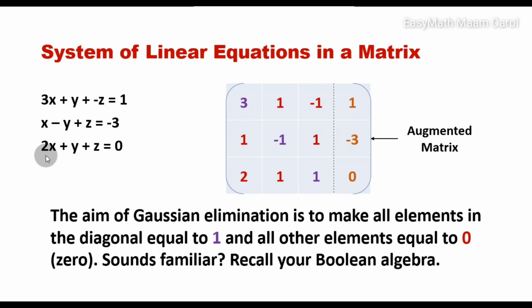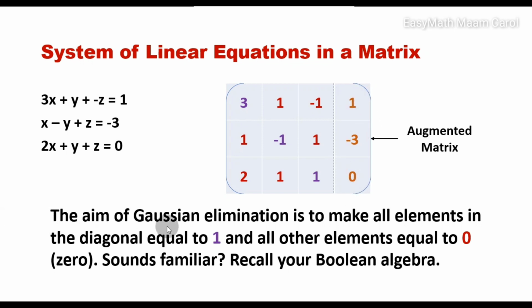And finally, the coefficient of this is 2. For this, it's 1. For this, it's 1. And then the constant is 0. And we're going to place this on the third row of the matrix. So the entirety of this entire thing is called an augmented matrix because we have a square matrix on the left side divided by this vertical line, and we have the constants on the right side.